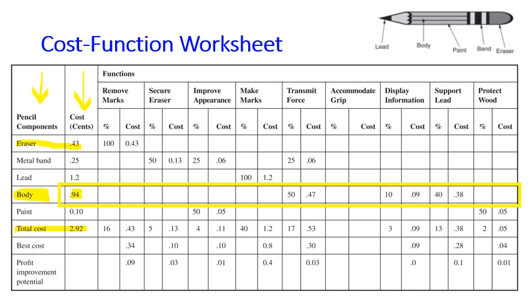The design team then determined that the body of a pencil supports the functions of transmitting force, displaying information, and supporting the lead. So 50% of the existence of the body is used to transmit force, 40% is used to support the lead, and 10% is used to display information. With that kind of distribution, we also distribute the cost of 0.94 of the body into these 3 functions.